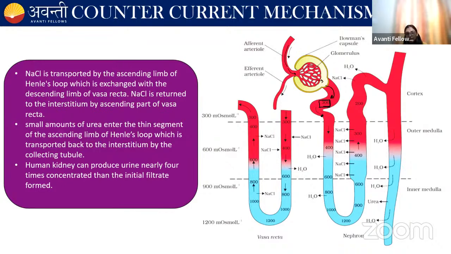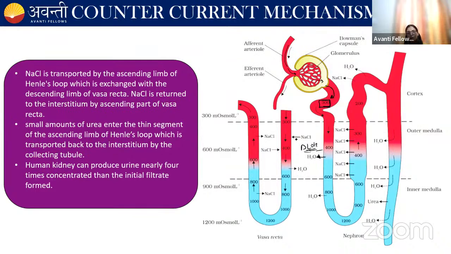Remember this. Now this is the descending loop of Henle. When the filtrate reaches the descending limb of loop of Henle, what will happen in the descending limb? The water reabsorption takes place. So water will move out of the filtrate, right? It will be reabsorbed by this descending limb of loop of Henle.